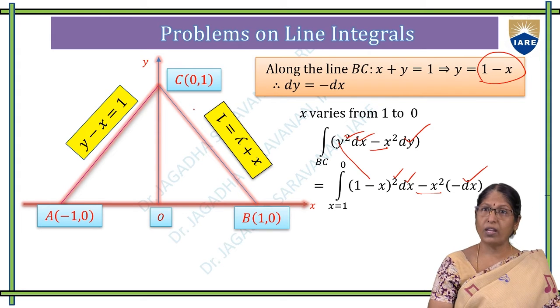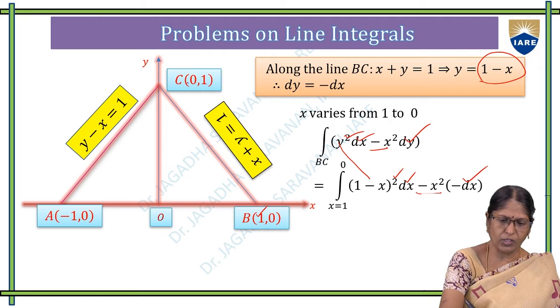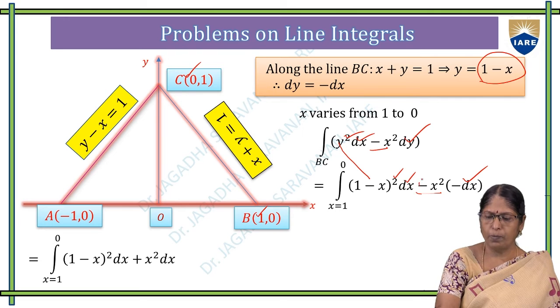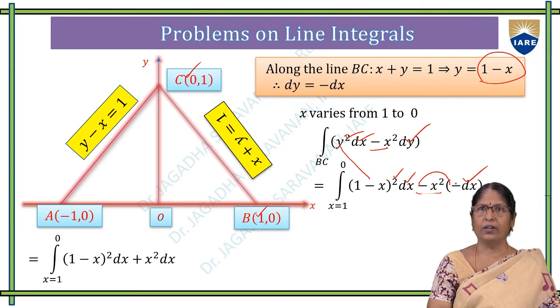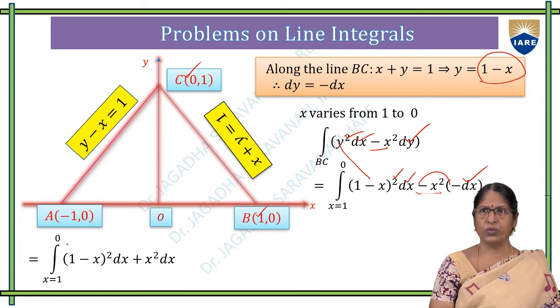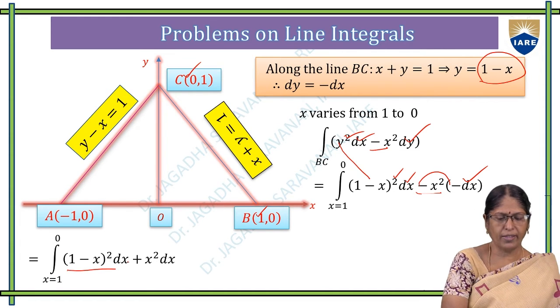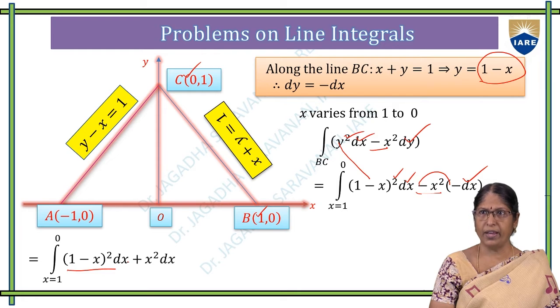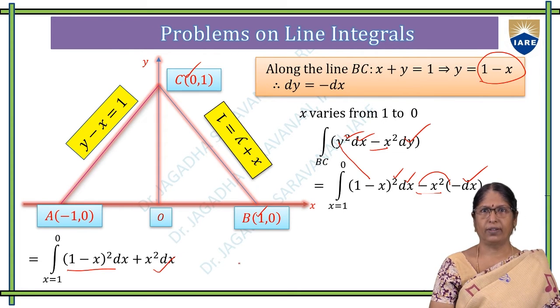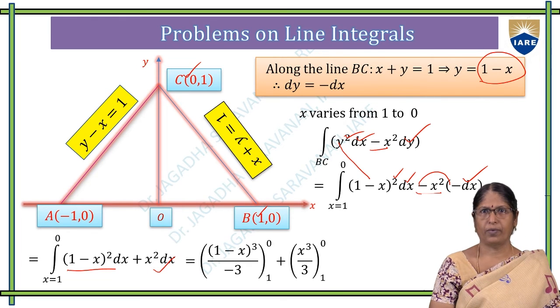These two, we are along BC. So, x varies from 1 to 0. Now, this minus put together plus. So, x from 1 to 0, (1 minus x) the whole square dx plus x square dx. This we have to integrate.